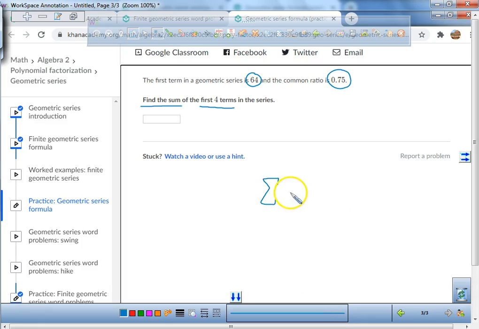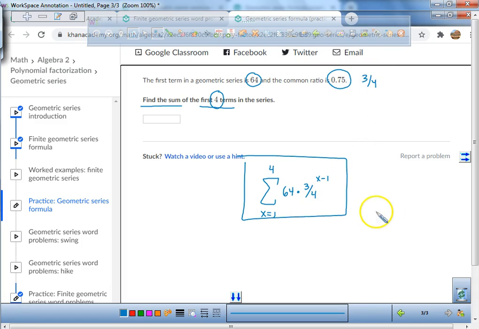All right? So what's our very first term? 64. And we have a common ratio. What's going to be our common ratio? 3/4, which is that 0.75, and you're going to raise that to the power of x minus 1. You're going to put x equals 1 here, and you're doing just 4 terms. So this is how you would type it into your calculator. All right? So all I did was just change that to 3/4. You could put 0.75 if you wanted to. All right? So here we go.